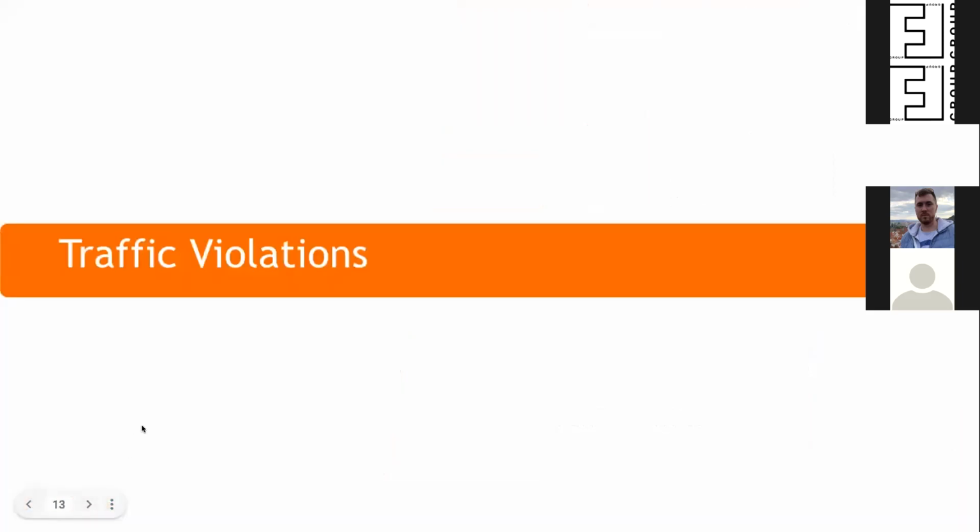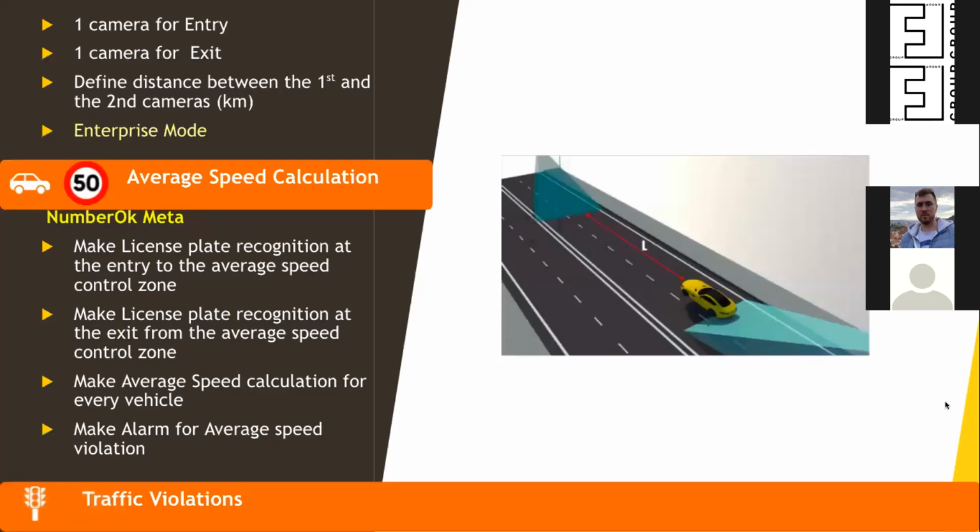So let's go further. Traffic violation. In NumberOK META, we also have one feature of the enterprise model for traffic rule violation: average speed calculation. If you use NumberOK META and Hanwha ANPR cameras, you need to have two Hanwha ANPR cameras connected to the server with NumberOK META, calculate the distance between the first and the second camera in kilometers, and put it into NumberOK META. And in NumberOK META, you will get average speed calculation for every vehicle.